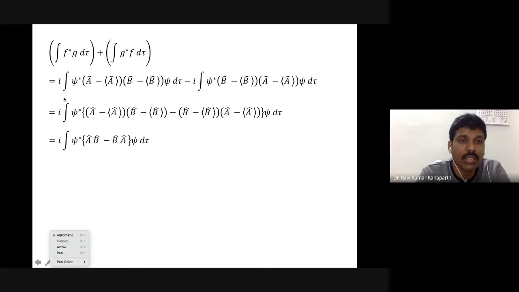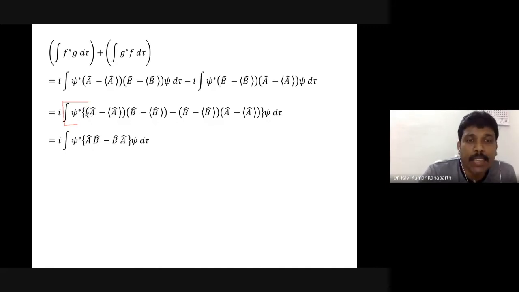So what is this? That should be a square bracket. I think I had forgotten this. Yeah, already it is there. These brackets are there, so it's not a matter. And then we have this product, and this product is written here as such.